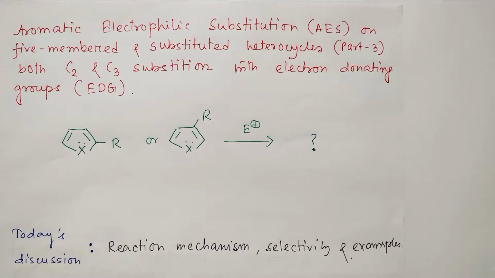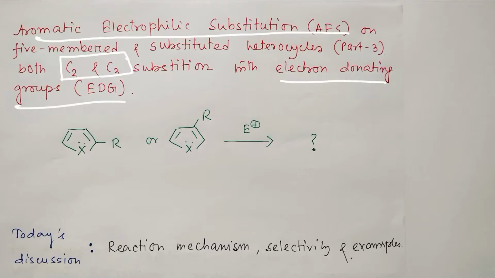So today we will discuss a part of aromatic electrophilic substitution on 5-member heterocyclic compounds, that is, substitution on C3 and C2 substituted 5-member heterocyclic derivatives with electron donating group. Actually this is the third lecture of this series. Previously I have discussed the basics of aromatic electrophilic substitution and electron withdrawing groups. So please visit those lectures. I shall provide the link. This is a chronological order.